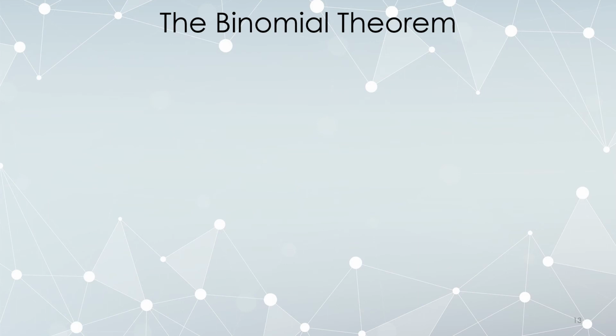Continuing our discussion of the binomial theorem, suppose a and b are real numbers, not necessarily integers now, and n is a natural number. Then (a plus b) to the n is given by this sum: the summation, as the index i goes from 0 to n, of n choose i times a to the i, b to the n minus i. This is called the binomial theorem.